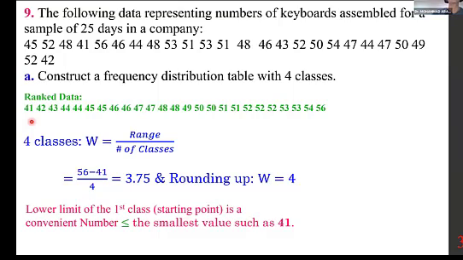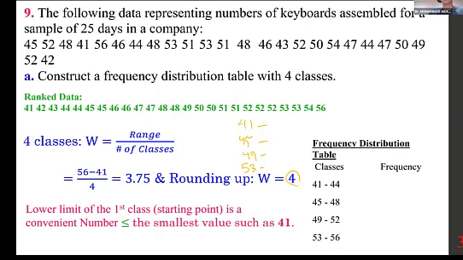So if we choose 41 as the first number, with the width of 4, that means I need to add 4 to get to the lower limit of the next class, and another 4 to get the lower limit of the next one, and another 4 the next one. Because the width is 4, you can add 4 to 41 and subtract 1, because if you recall, for one class, the upper limit minus lower limit plus 1 unit is how you would set it up.